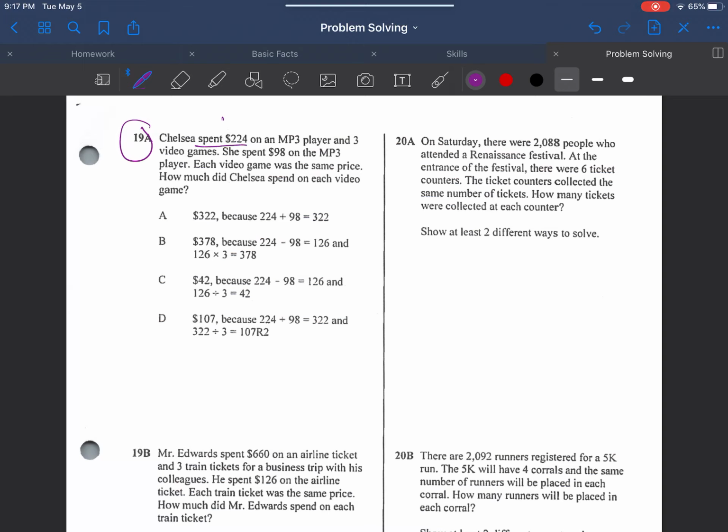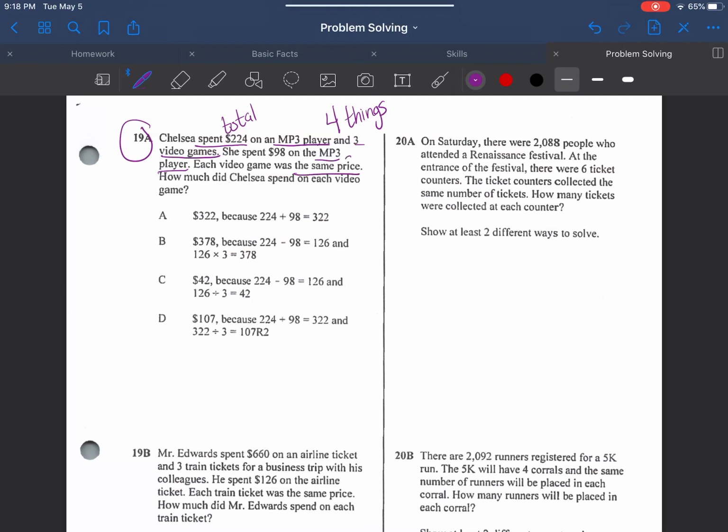It says Chelsea spent $224 on an MP3 player and 3 video games. That's important. This is how much she spent. This was her total, but she bought 4 things: an MP3 player and 3 video games. That means she bought 4 things.